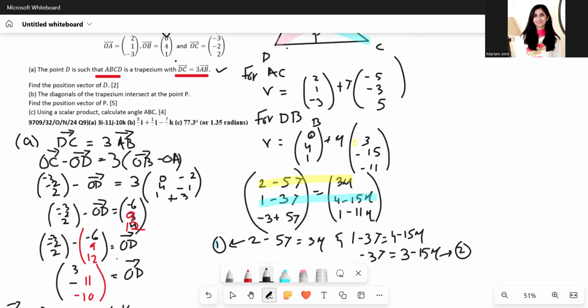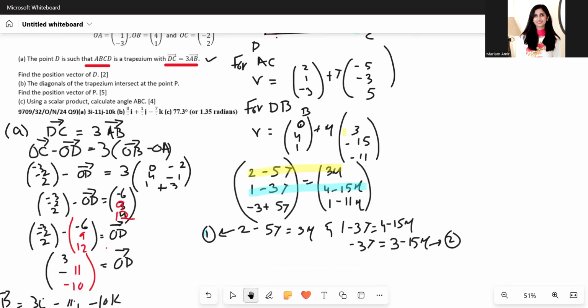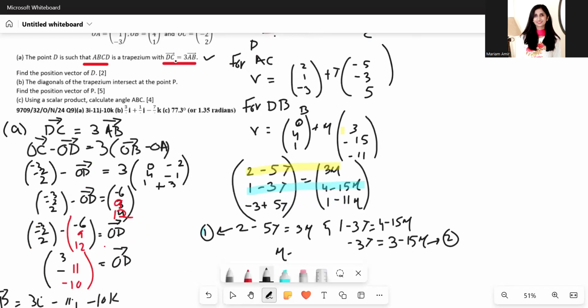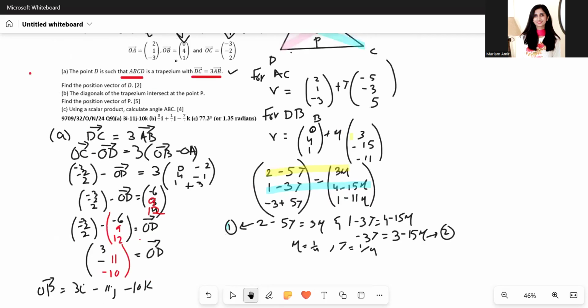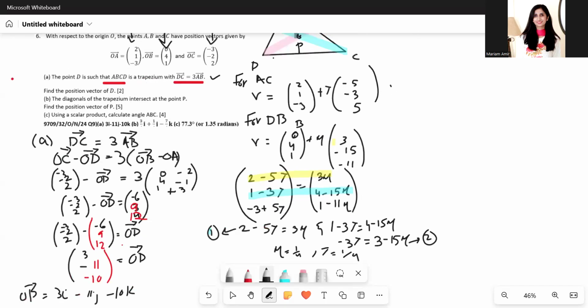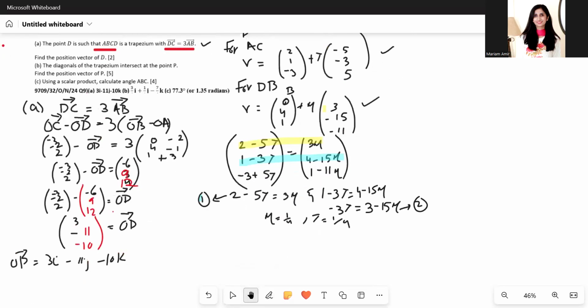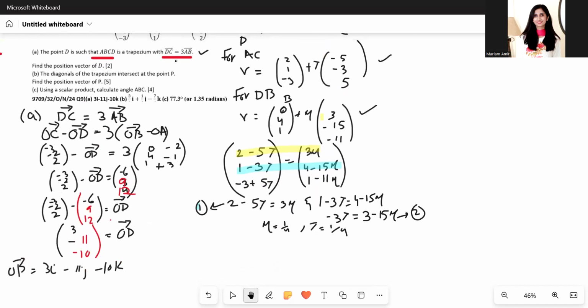And once you've done solving them, you'll get mu is equal to 1 by 4 and lambda equals 1 by 4. Both will come out to be 1 by 4. Okay, now it's up to you whether you want to substitute lambda here or mu here and get the value of the point of intersection, x comma y comma z.